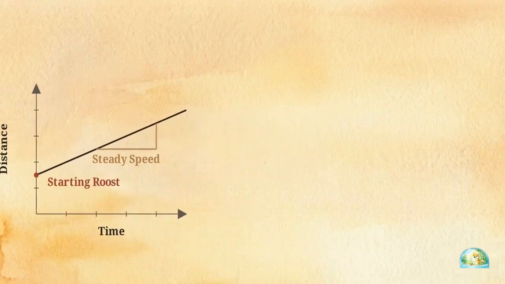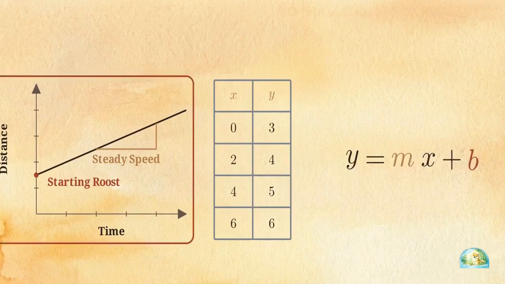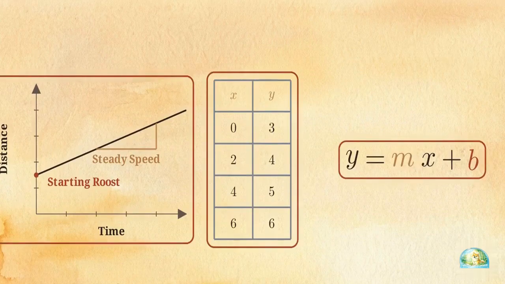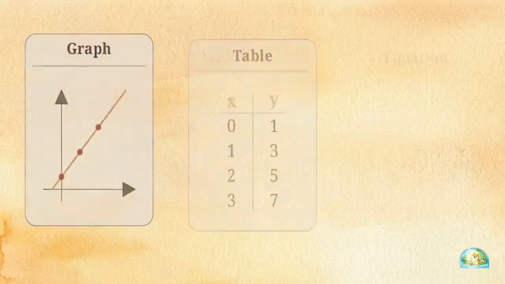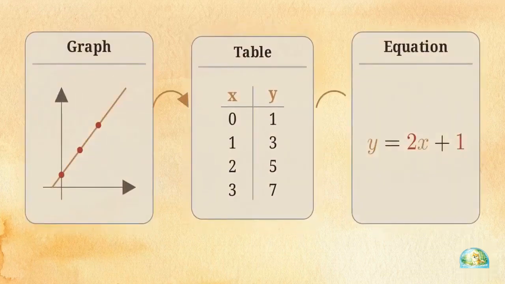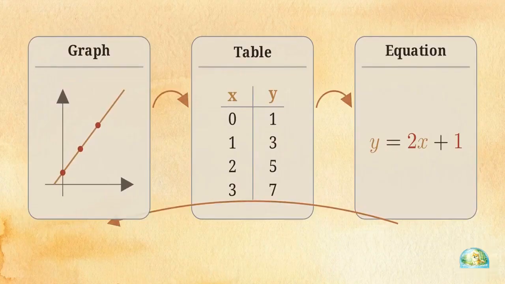But not all flocks are tracked the same way. We represent these flight paths using different mathematical tools: graphs, data tables, and equations. Every function follows the same rule: one input, one output. Comparing these different representations side by side builds flexibility to read variables and understand exactly how they interact.